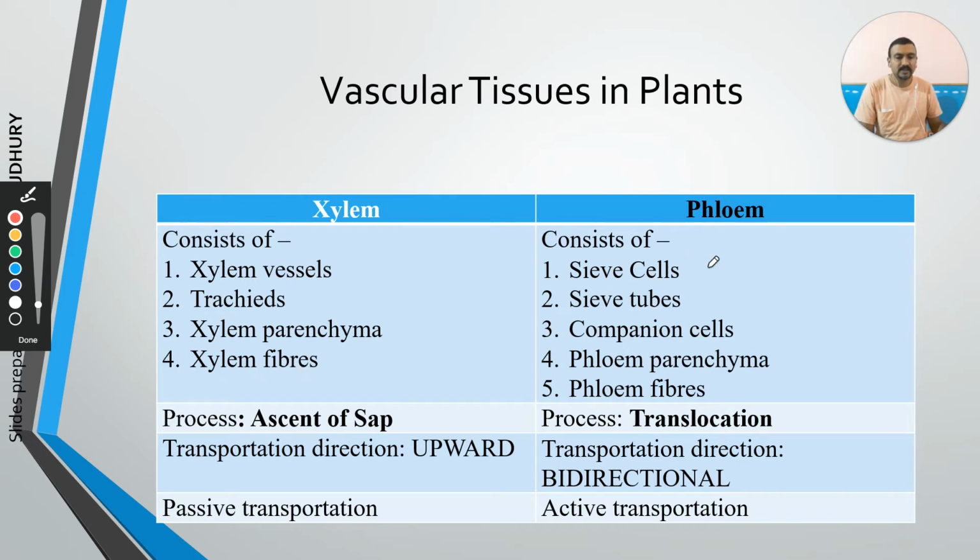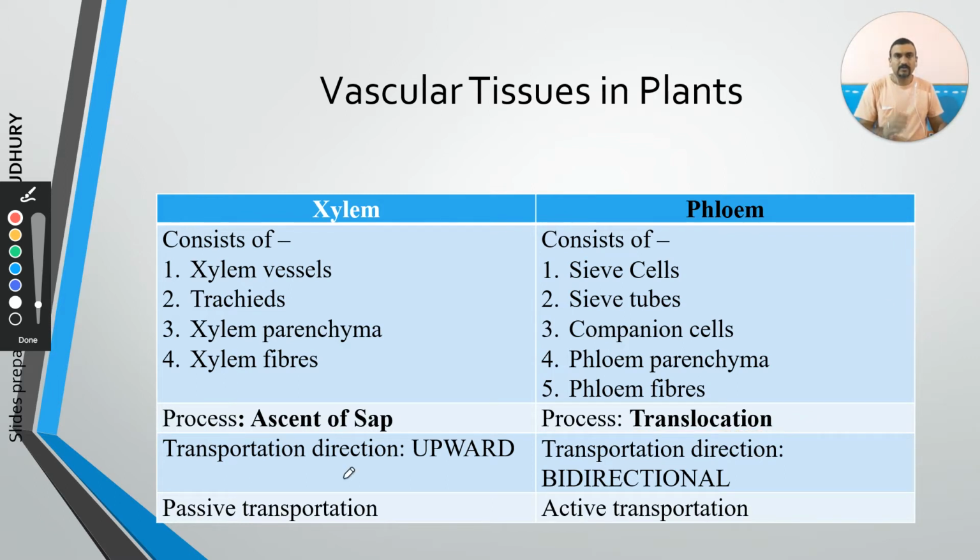Phloem is made up of sieve cells and sieve tubes, the two main tissues involved in transportation, associated with companion cells. Then you have phloem parenchyma and even phloem fibers. Correct? Now, the process of transportation of water and dissolved minerals together through xylem is called the ascent of sap. And similarly, the process of transportation of food is called translocation.